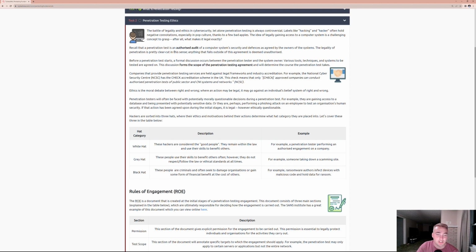Recall that a penetration test is an authorized audit of a computer system's security and defenses as agreed by the owners of the systems. The legality of penetration testing is pretty clear-cut in this sense. Anything that falls outside of this agreement is deemed unauthorized. Before a penetration test starts, a formal discussion occurs between the penetration tester and the system owner. Various tools, techniques, and systems to be tested are agreed on. This discussion forms the scope of a penetration testing agreement and will determine the course the penetration test takes.